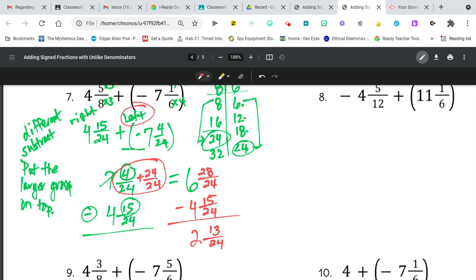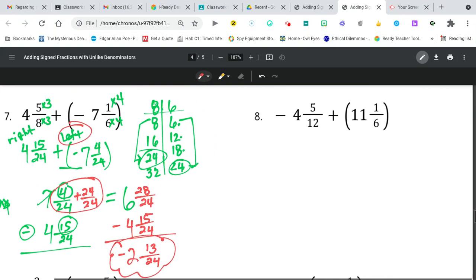And I got more negatives than positives. So I can say it's more to the left than it is to the right. So the answer is -2 and 13/24. But if you don't stack them, sometimes it's hard to see when you got to regroup and when you don't have to. So that's why I say if you're subtracting with mixed numbers, always stack them with the larger group on top. So you can see if you can subtract the numerators, the top numerator minus the bottom numerator, okay?